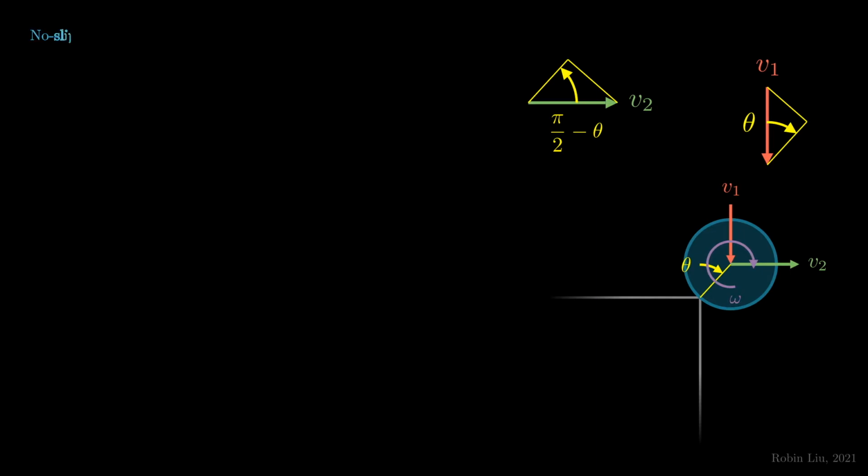Starting with the no slip condition, we can build up a system of equations to solve this problem. The component of v2 that is tangential to the contact point has to equal omega times r in order for the ball to be in the no slip condition. Writing that out gives us equation number 1.